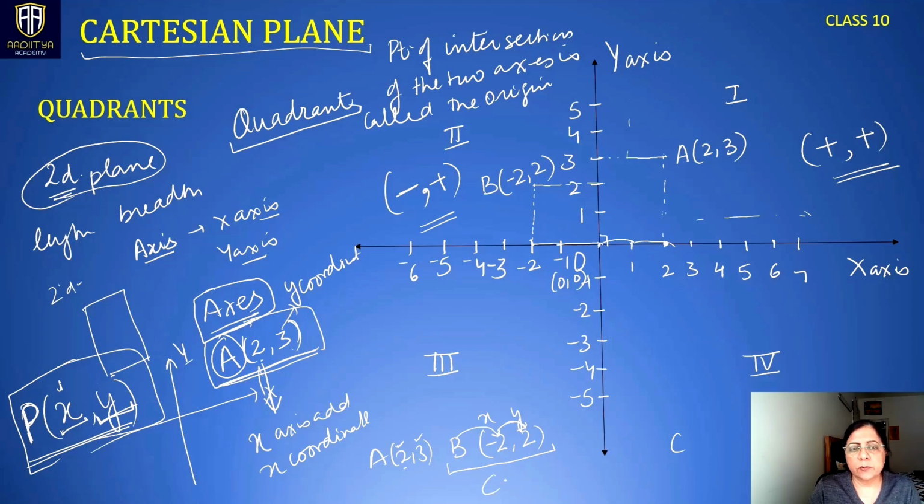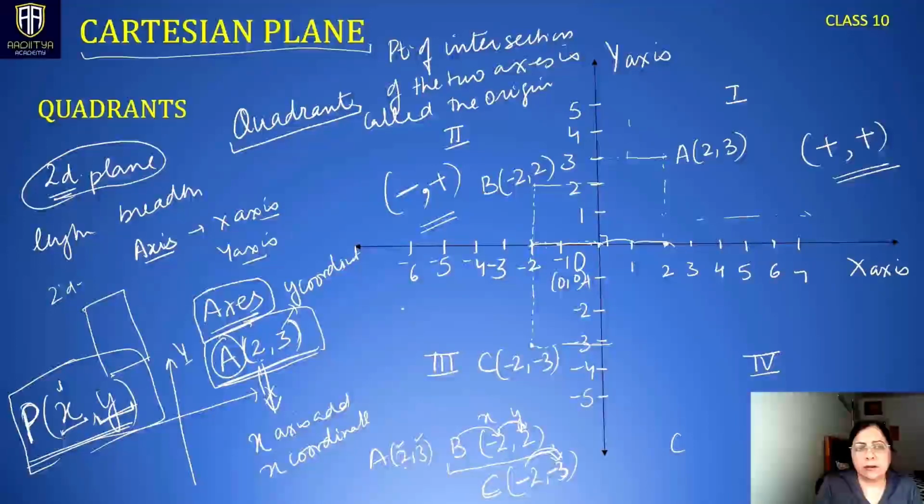Then I take a point C, which is (-2, -3). How can we locate this? C is negative 2, so from the origin, I have to go negative 2, that means left, where we have minus 2. For the y-axis, we have to go negative 3. Now y has become negative, which means we have to come downwards from the x-axis. Negative 3 is here. So, this point has x-coordinate negative 2 and y-coordinate negative 3, representing (-2, -3). If x and y are both negative, those points are plotted in the third quadrant of the Cartesian plane.